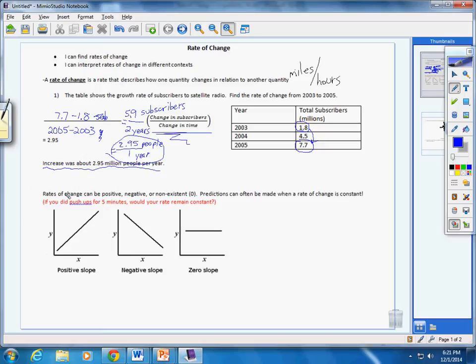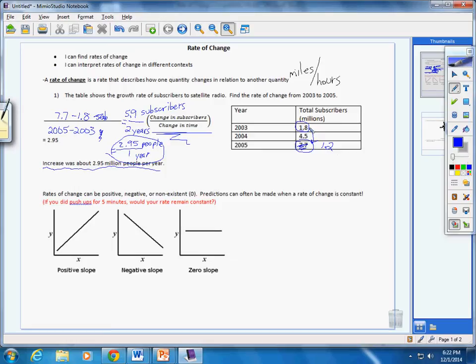Let's take a look at this. It says rates of change can be positive, like I said. If your rate of change is positive, your graph is probably going to have an upwards slope. Okay. If your rate of change is negative, let's say we had less subscribers in 2005, maybe this number dropped to 1.2 million.